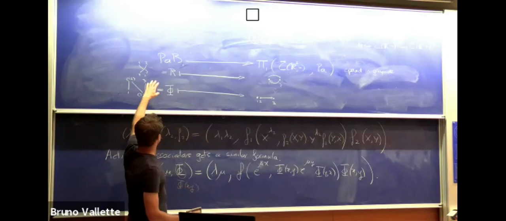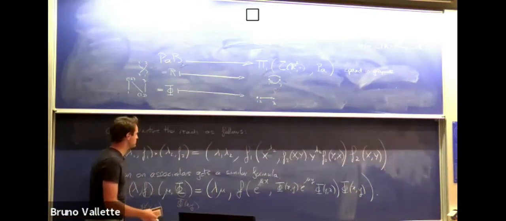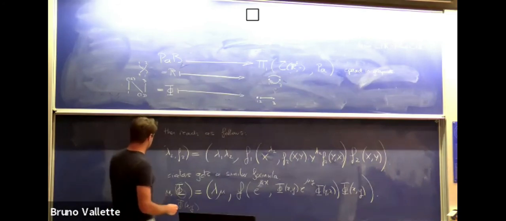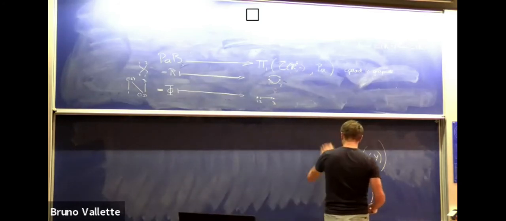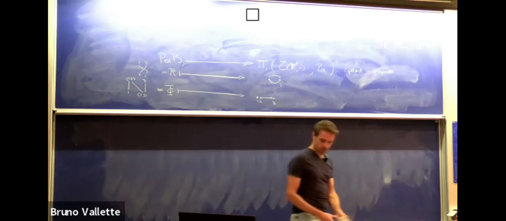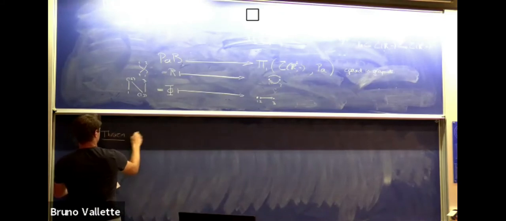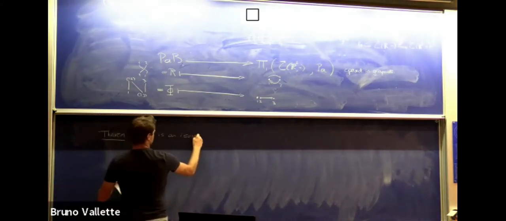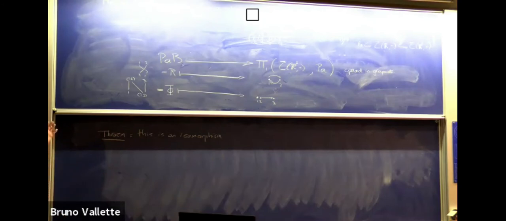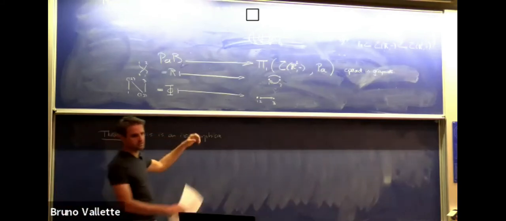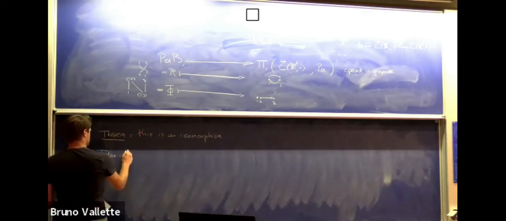That's an exercise, to check that the relations are satisfied, so that you indeed have a morphism of operadic groupoids. But then you have to prove that it's an isomorphism of operadic groupoids. To do so, you just have to prove that it's an isomorphism in each arity. So the theorem. Proving that it's a morphism is not difficult once you know the presentation of PAB by generators and relations. You just check that the relations are satisfied, and that's purely drawings. Proving it's an isomorphism is a bit more complicated.